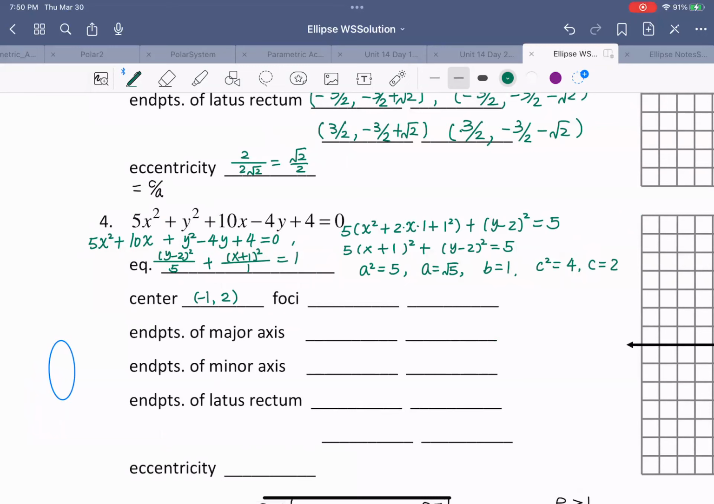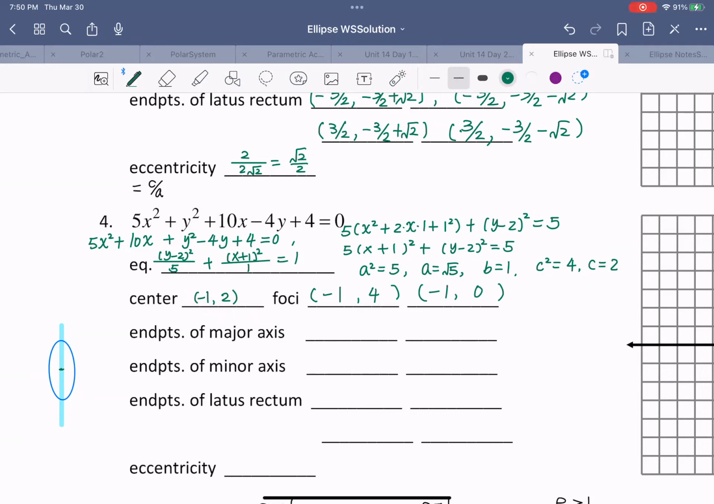So the foci, this is vertical direction, right? Yeah, this is vertical direction. So you will move from the center up and down by C value. Go ahead, tell me your foci. From this center, you will go above by C, go down by C. -1, 2 plus 4, and then -1, 0.